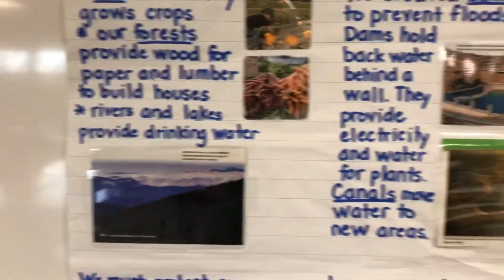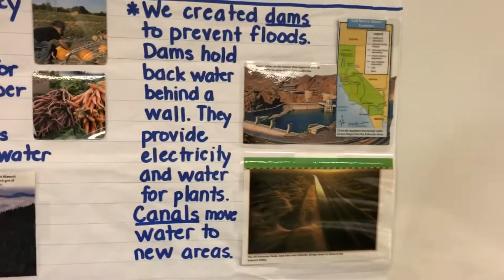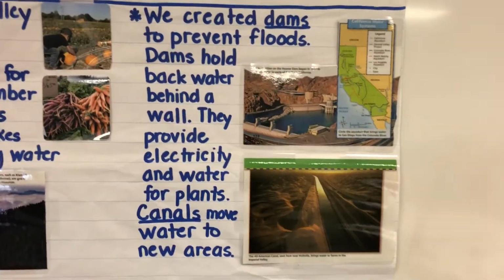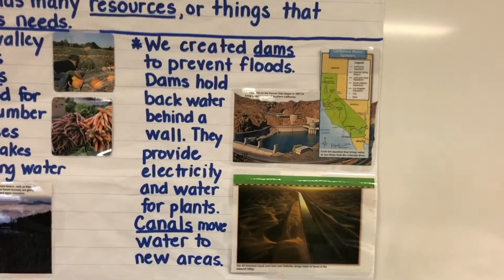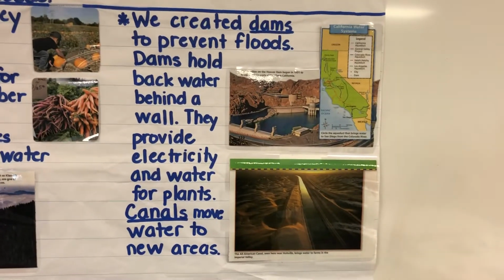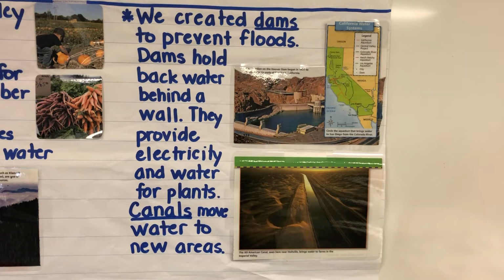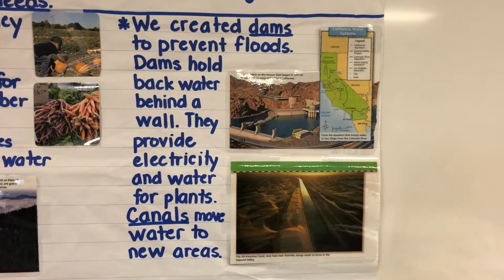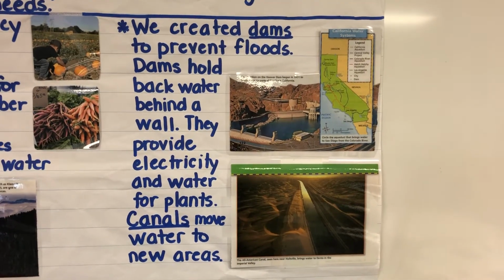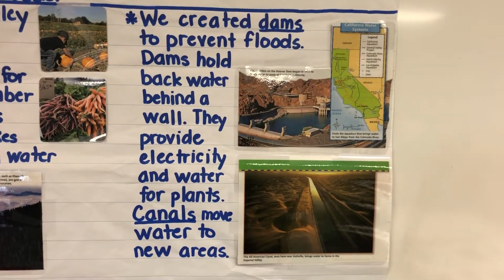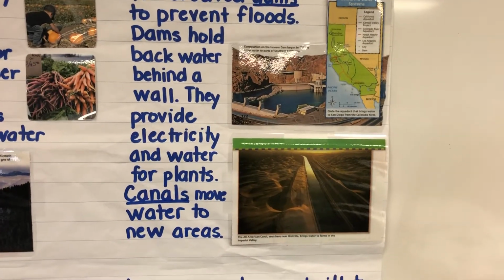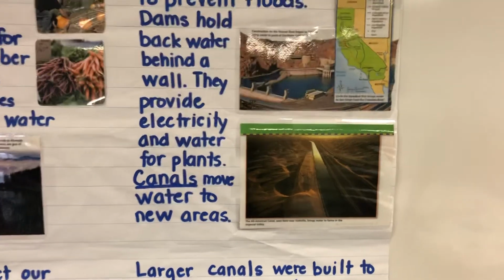All right, well, what do we do to make sure that the water in those rivers doesn't flood? Well, we've created some dams to prevent the floods. The dams are these big walls that hold back water. And sometimes they can provide electricity, but mostly they provide water for plants. All right. We also made canals that move the water to new areas.